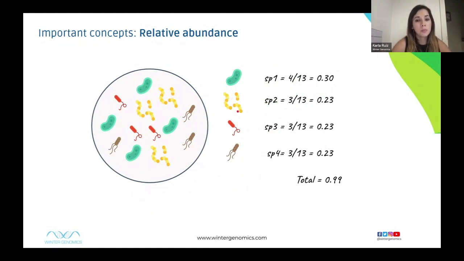We have to repeat this operation with each one of these species. And if we sum all the proportions, we will obtain a number equal to 1 or really close to 1. In this case, we obtain 0.99.